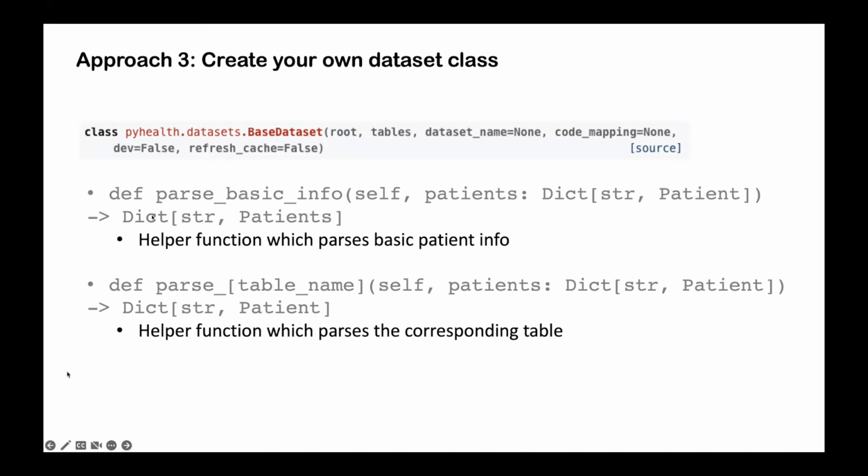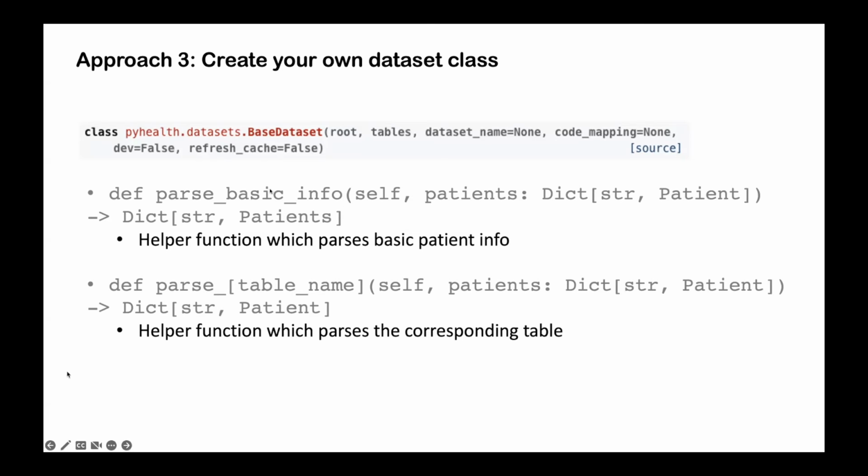The first one is called the parse basic info function, which will parse the basic patient information, such as the patient ID, the visit ID, and the patient demographics information, and some information about the visit, such as the visit start time, the visit end time, and some visit location or other meta information.